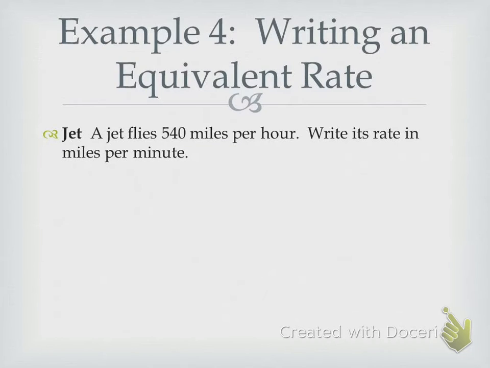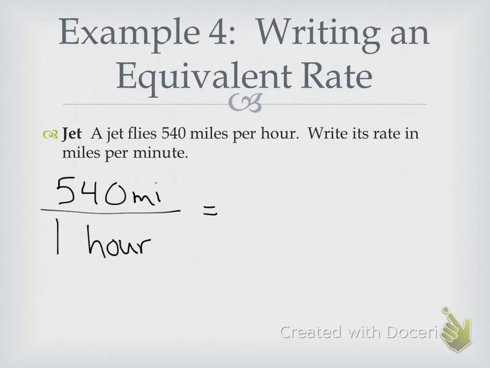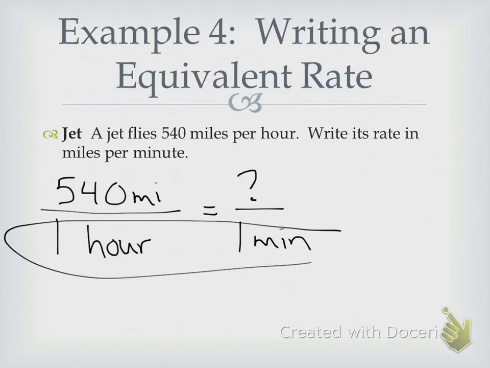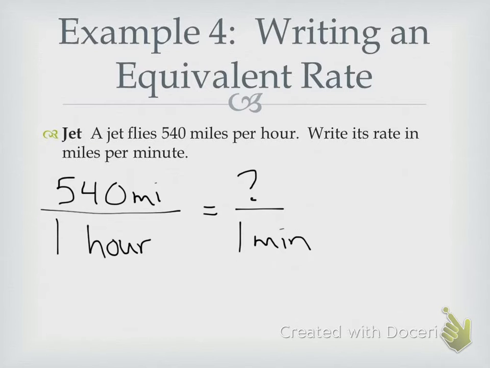A jet flies 540 miles in 1 hour. So how many miles does it fly in 1 minute? Okay, so you're converting hours to minutes, right? So you need to know how many minutes are in an hour. How many? 60. So here's what you're going to do.